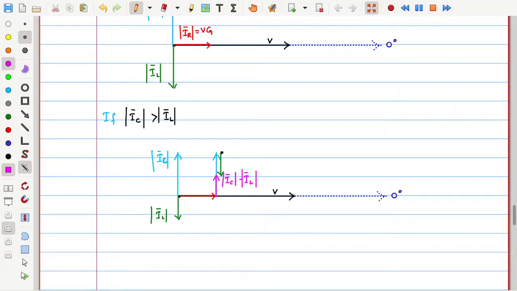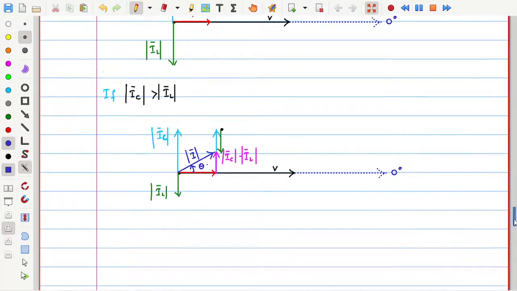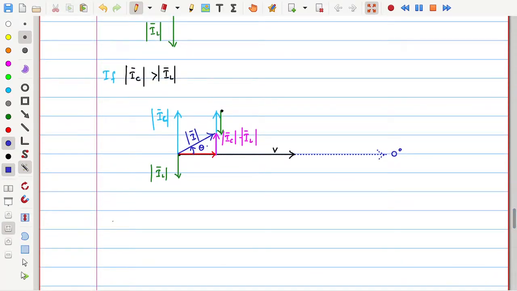Now IR plus IC plus IL, that is IC minus IL. Why? Because they are in phase opposition. So that net is the total current, the I bar magnitude, whose angle is theta, like this. Just quickly let me proceed with the other condition.